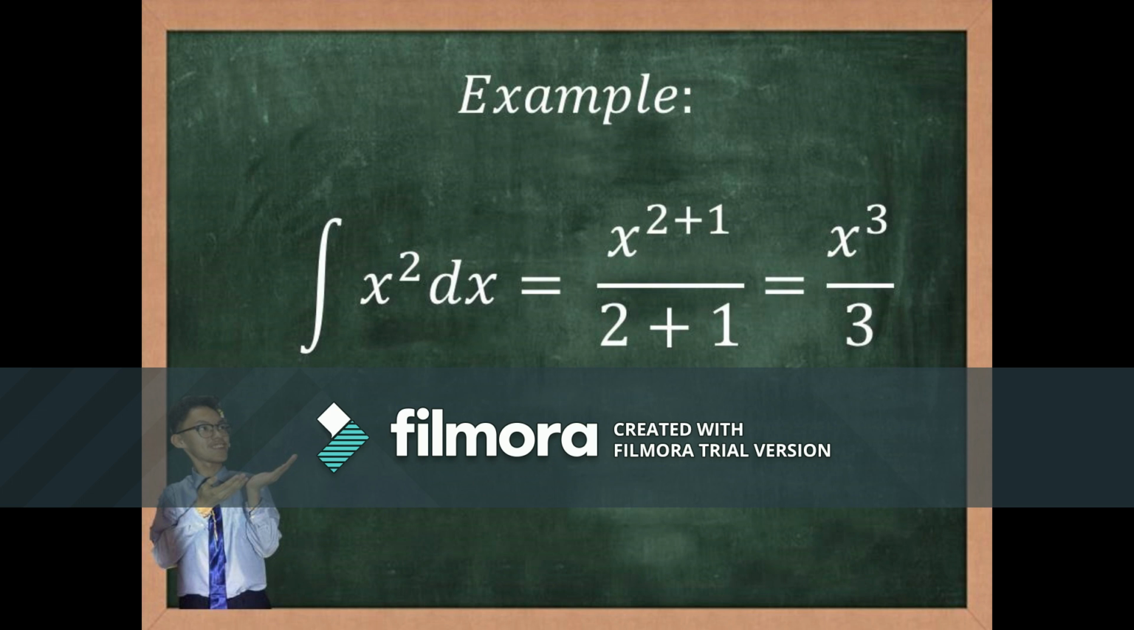Let's have an example. What is the antiderivative of x squared? Just simply apply the formula for antiderivative. Our n is equal to 2 since our exponent is 2. That would be: the antiderivative of x squared is equal to x raised to 2 plus 1 all over 2 plus 1, or we can simply write that as x cubed over 3.